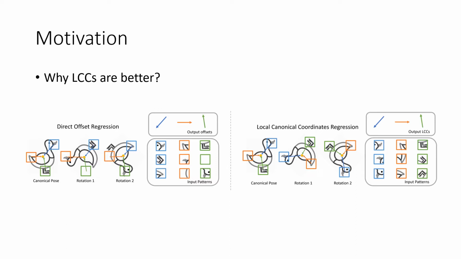In contrast, we can see how LCC works from the right figure. No matter how the image rotates, patterns that belong to the same part are always mapped to the same LCC in canonical space. This makes it easier to learn the relationship between inputs and outputs. The network only needs to classify different parts.